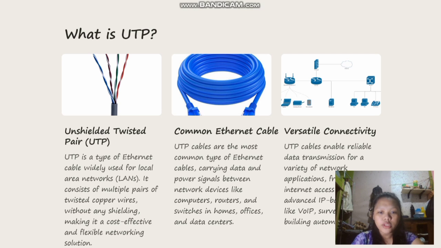Common Ethernet cable. UTP cables are the most common type of Ethernet cables, carrying data and power signals between network devices like computers, routers, and switches in homes, offices, and data centers.